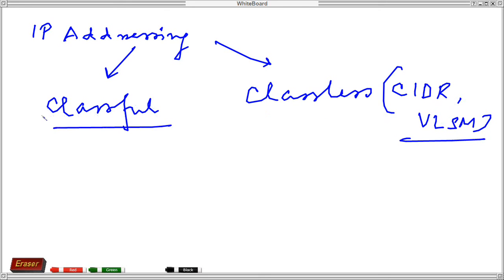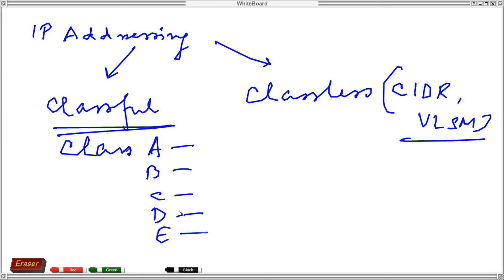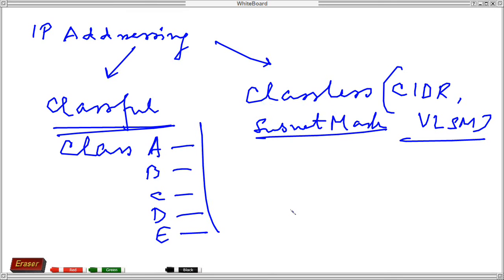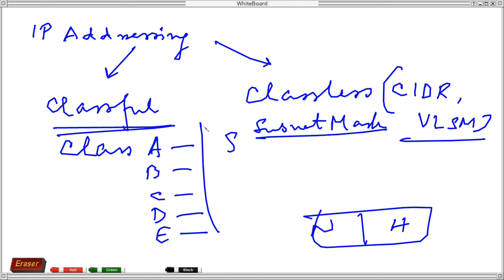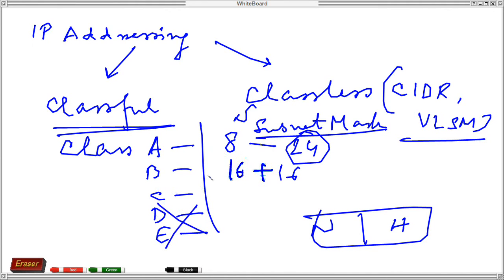Now, when we start talking about classful addressing, we have seen there are five classes: class A, class B, class C, class D, class E. And when we talk about the subnet mask, what is a subnet mask? It identifies the network portion and host portion. In class A, 8 bits are network and the remaining 24 bits are host. In class B it is 16 plus 16, and class D and E are not required here because they are for multicasting and future use. Now in class C it is 24 bits and 8 bits.